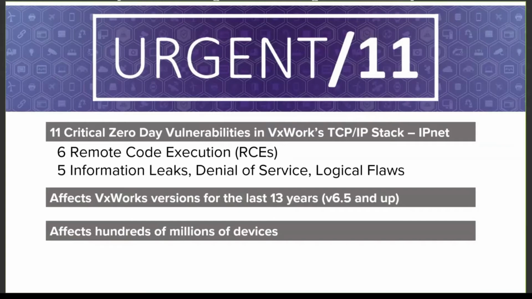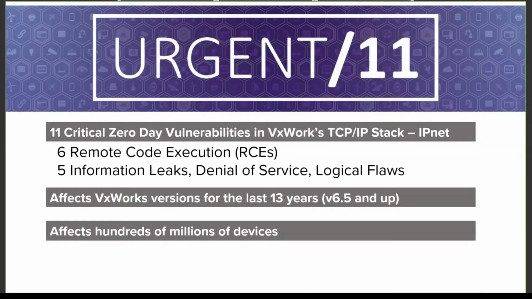So we found in total 6 remote code execution vulnerabilities, which means that you could run code on the device remotely, obviously unauthenticated. And also we found 5 info leaks, denial of service vulnerabilities, and logical flaws. When I say denial of service vulnerability, usually this means a lower class vulnerability, which is easy to exploit and just denies the service of the device, just shuts it down or crashes it. But in your case, in the healthcare industry, it might be as bad as running code on it, because shutting down a medical equipment is quite severe. And our vulnerabilities affect VxWorks from the last 13 years and affect hundreds of millions of devices.